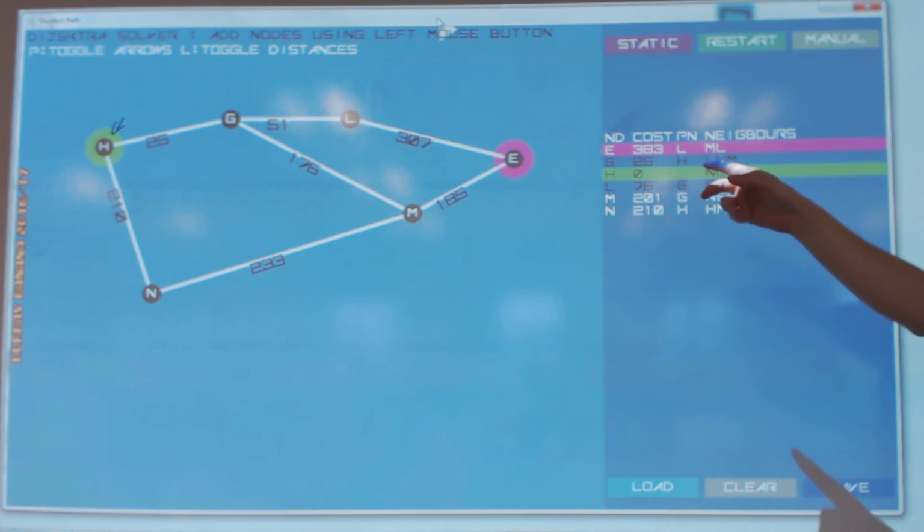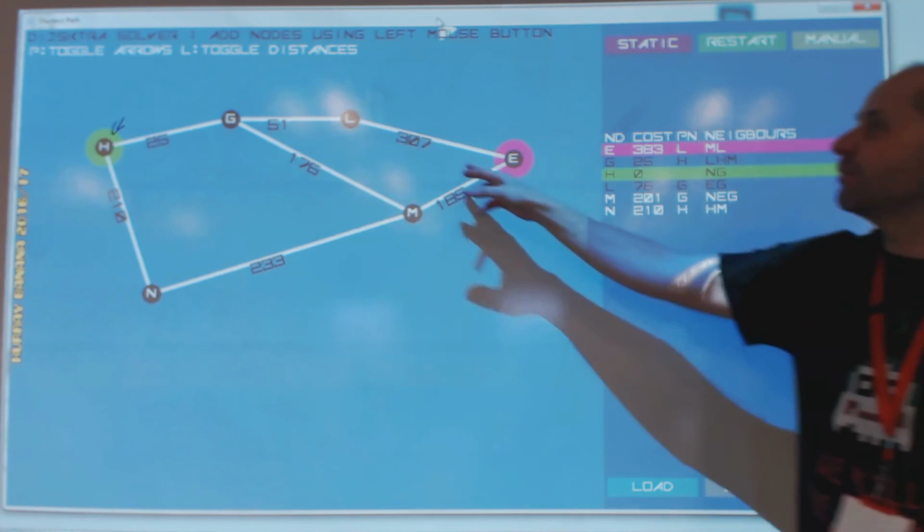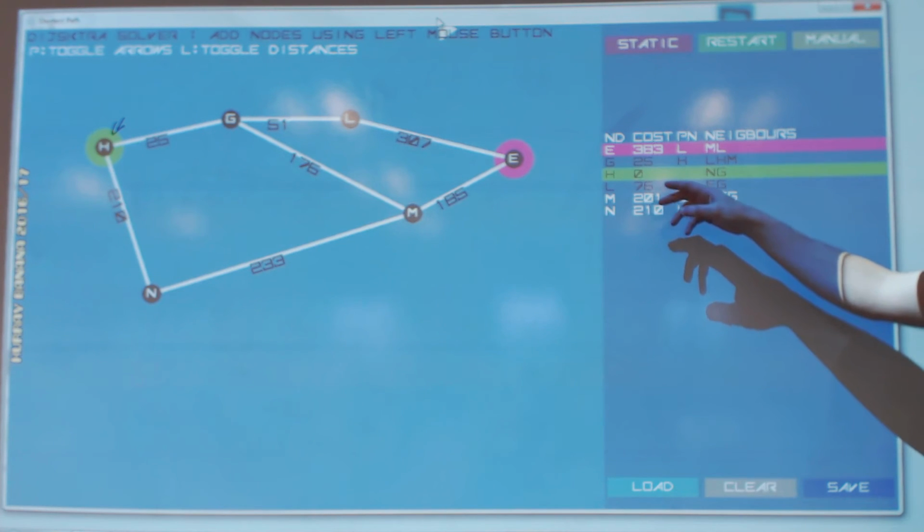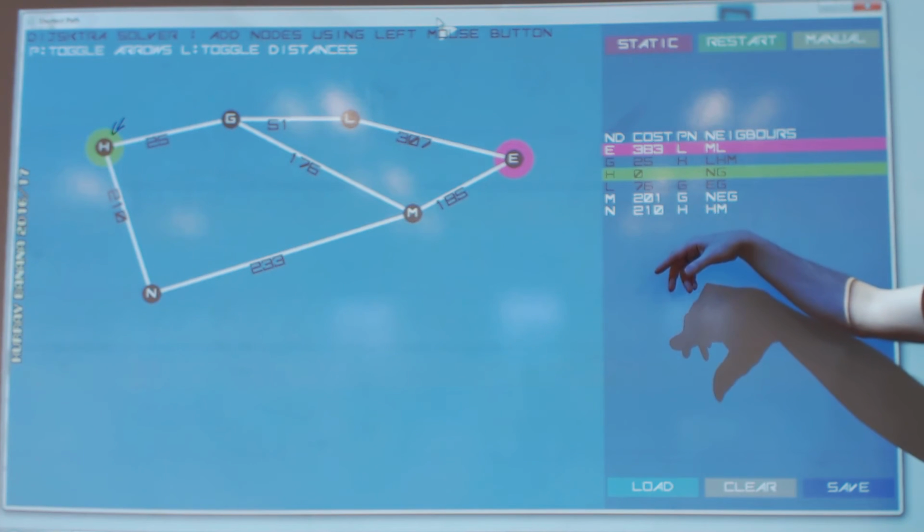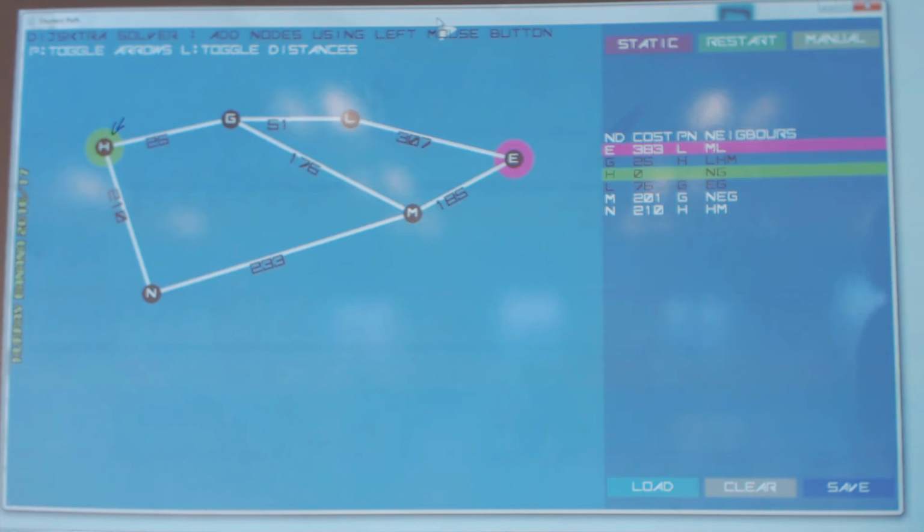Hideous number to add together, is it not? So 307 plus 76 gives us 383. Okay. There aren't any other things to update. So that's the end of that loop. So we do another loop.